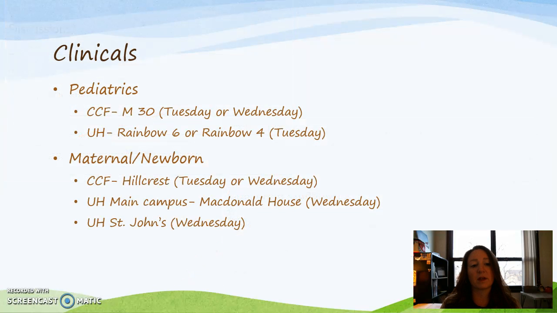For your clinicals, the clinical groups are currently posted on the 355 D2L page. For pediatric sites, we're going to be at main campus Cleveland Clinic. Our Cleveland Clinic folks, you're going to be either Tuesday or Wednesday on CCF M30, and then your maternal newborn rotation will be either Tuesday or Wednesday, so you'll flip, at Hillcrest. For my UH folks, your pediatrics will be on either Rainbow 6 or Rainbow 4 on Tuesdays, and then you will be on either the main campus at McDonald House on Wednesday or St. John's on Wednesday. Again, those groups are posted.